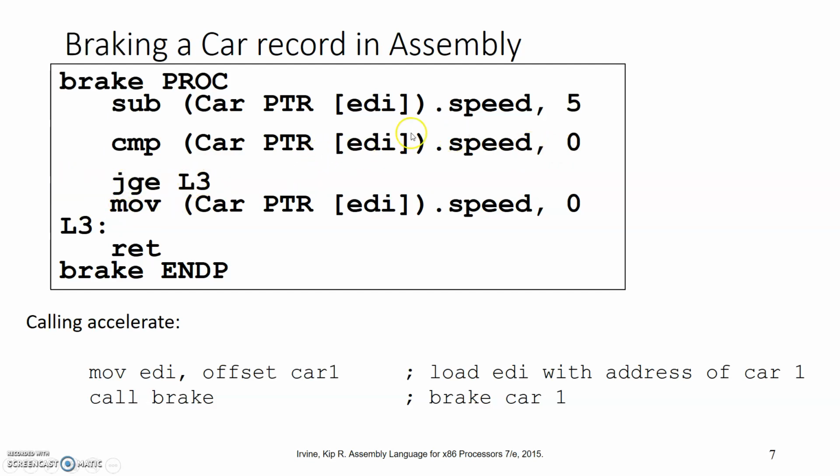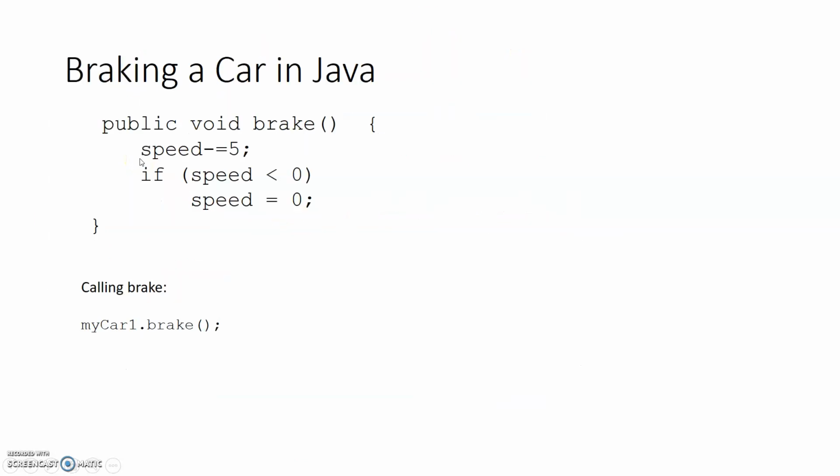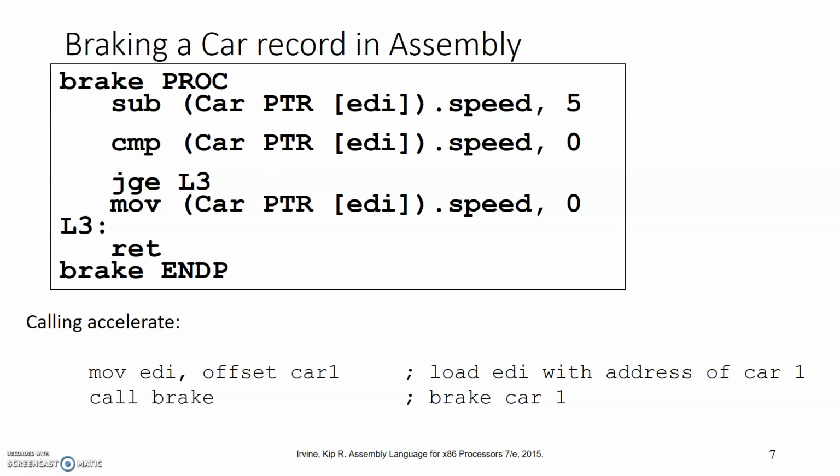But anyway, if it's greater than 0, we just move on. If not, then we're going to go and 0 out the speed field. So it's similar to this; this would just be the assembly version of it.